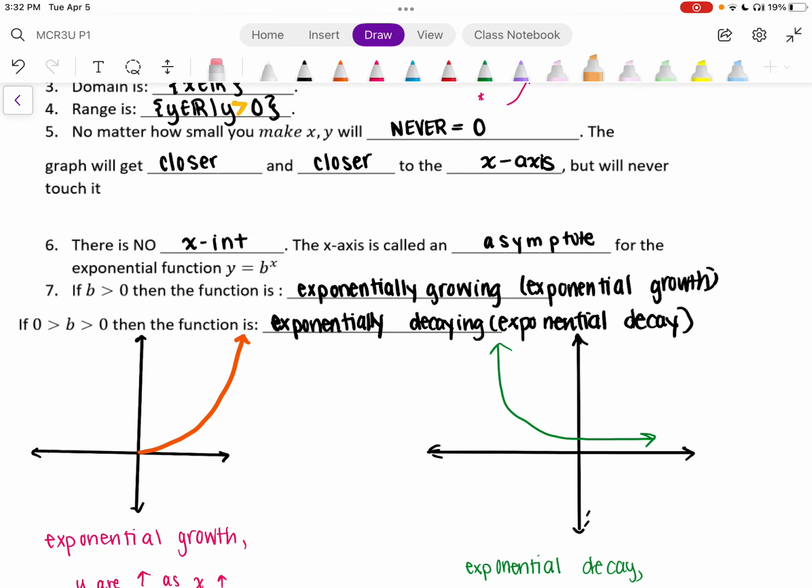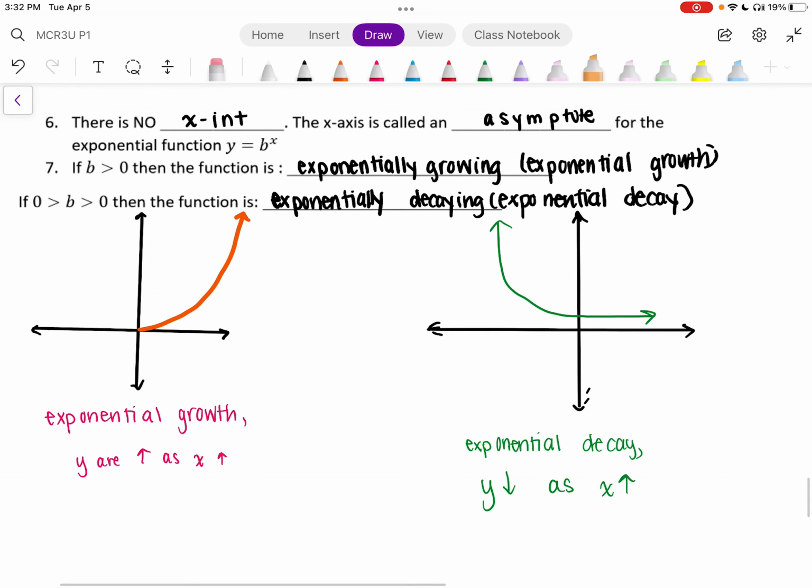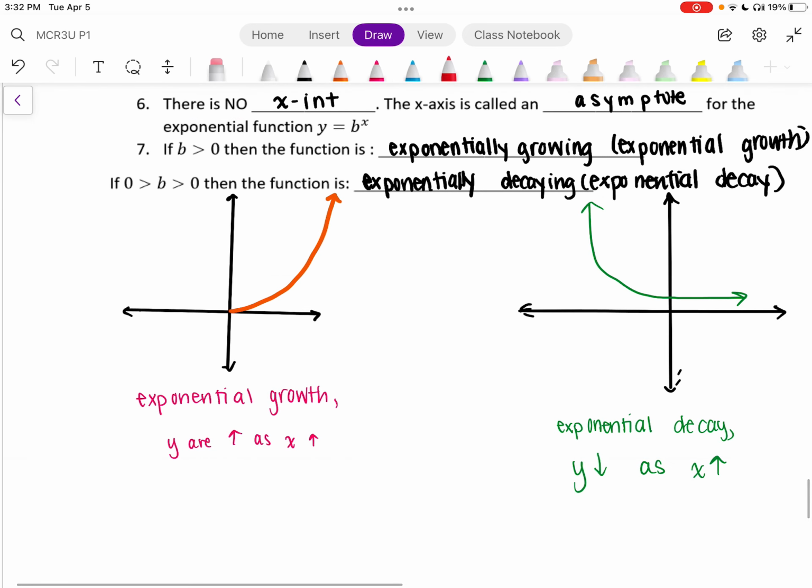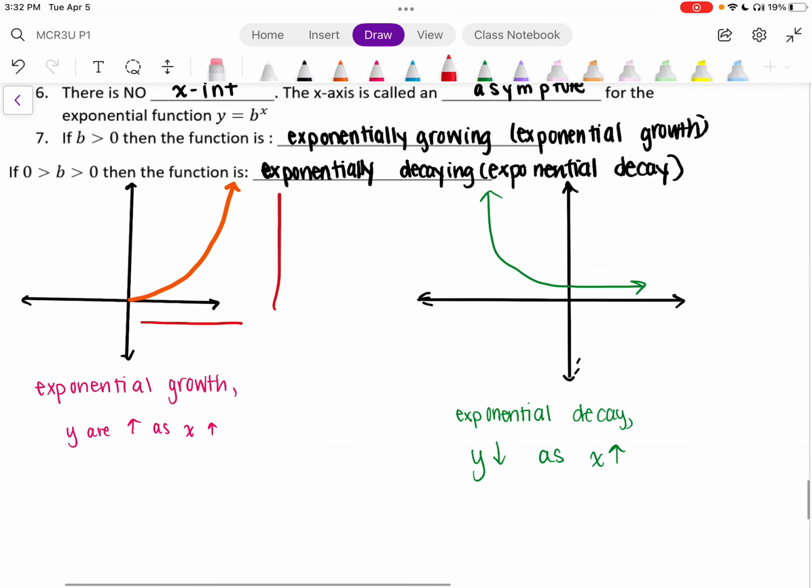If b is greater than 1, then we'll say that something is exponentially growing. So you'll see here, as the x values go up, so do the y values, right? In this situation, as the x values go up, the y values actually come down, right? So that's what we call exponential decay.